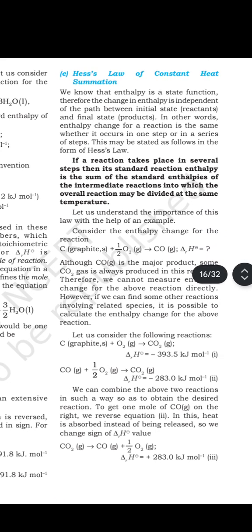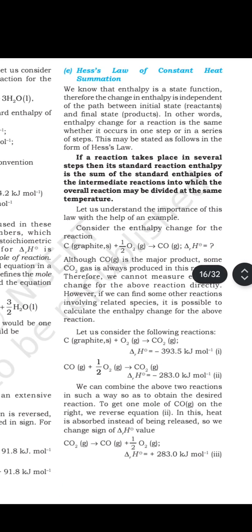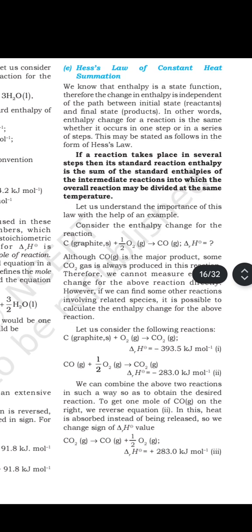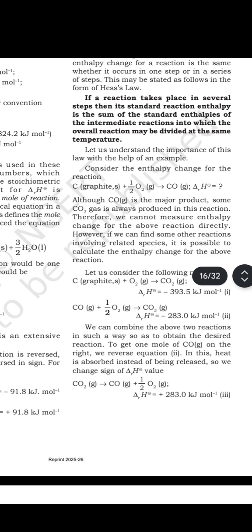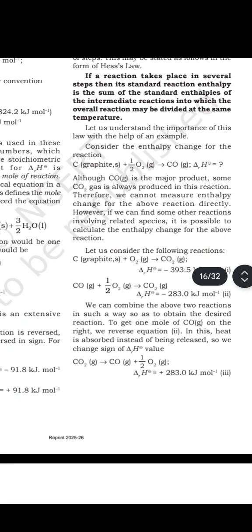Let us understand the importance of this law with the help of an example. Consider the enthalpy change for the reaction: carbon in graphite form plus oxygen gives carbon monoxide. Although carbon monoxide is the major product, some CO2 gas is always produced in the reaction. Therefore, we cannot measure the enthalpy change for the above reaction directly. However, if we find some other reactions involving related species, it is possible to calculate the enthalpy change for the above reaction.